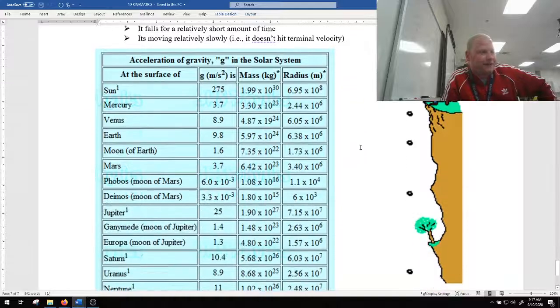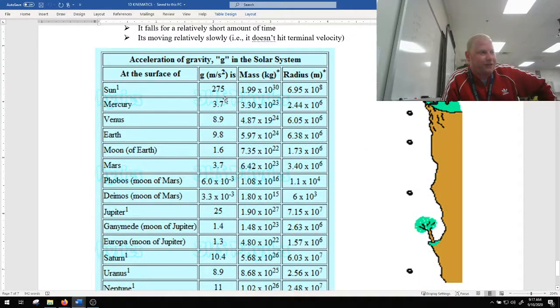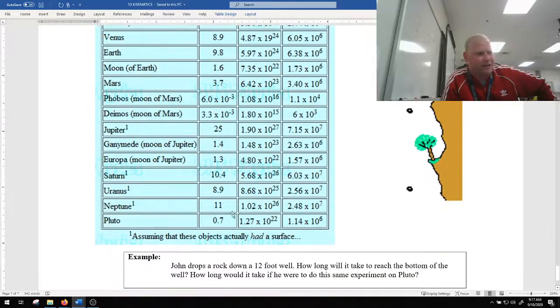Now, if we look at different planets in the solar system, obviously the rate of acceleration varies based off of the mass and the radius of the planet, which we'll get into when we start talking about gravitation. But just look at the varying factors. The sun would have a gravitational acceleration value of 275 meters per second squared, assuming there was a solid surface to stand on. You go all the way down to Pluto, right? Pluto has a gravitational acceleration of 0.7 meters per second squared.